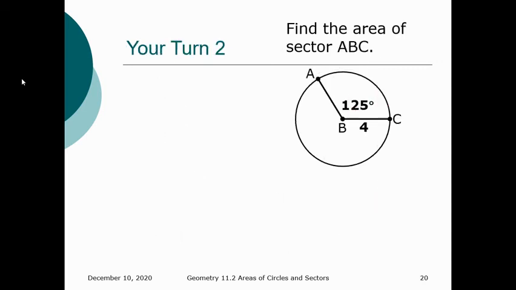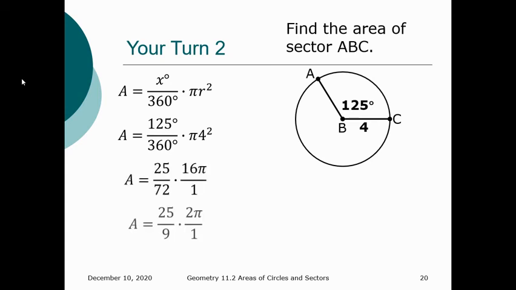Okay, let's take a look at another example. You're going to find the area of sector ABC. Here we have our equation. Remember, x is 125 and 4 is our radius. Go ahead and solve. Alrighty, so as we simplify and work it down, notice that the exact answer would be 50 pi over 9, while your approximate answer is 17.45.